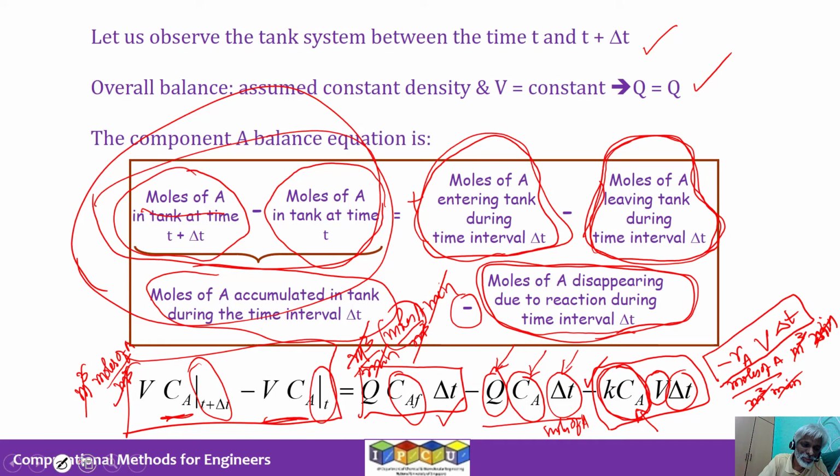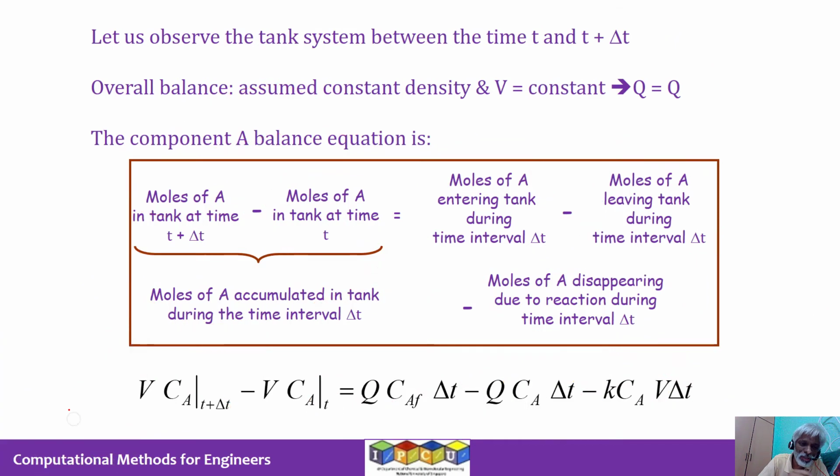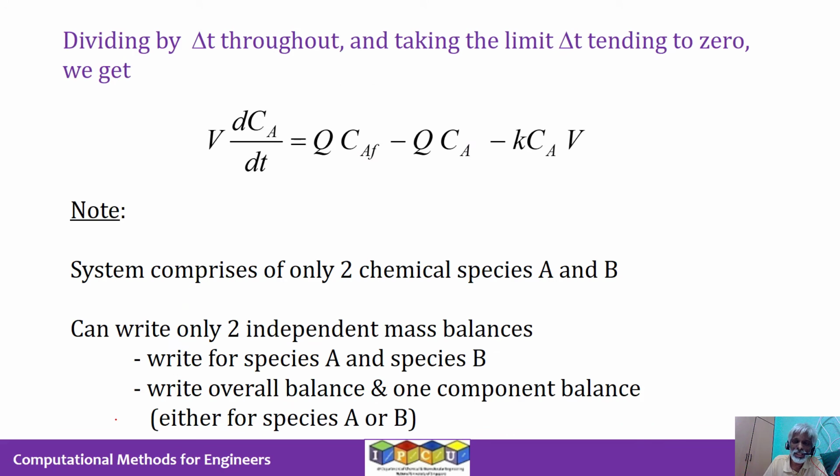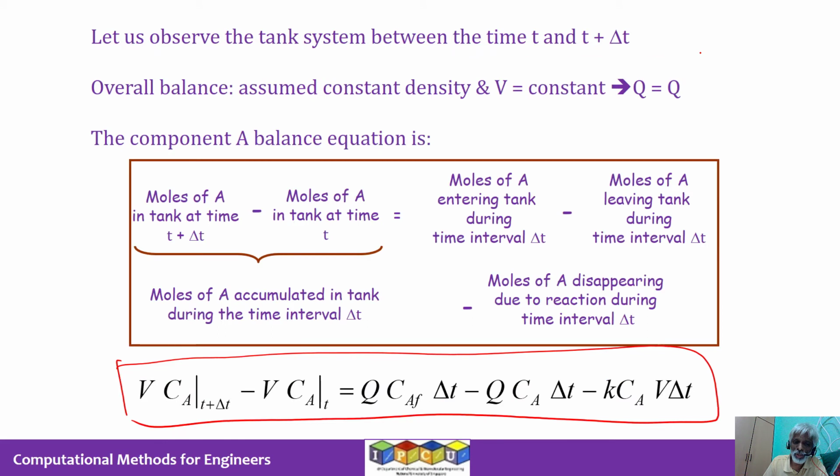So I'll just clear up all my ink work so that you understand that this is the equation. And once you have this, then it's the same thing. Divide throughout by delta T. When you divide throughout by delta T and take the limit as delta T tends to 0, on the left hand side you're going to have VCA at T plus delta T minus VCA at T divided by delta T.